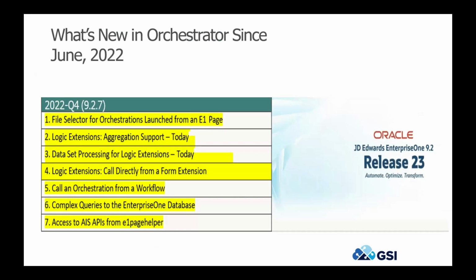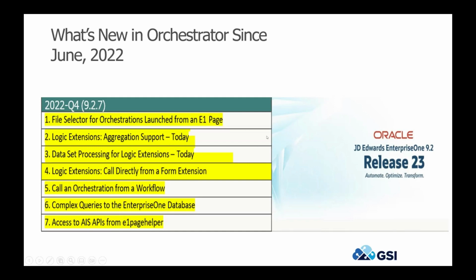So in 927, since the release of release 22 last year, there were a lot of enhancements that came along, especially in Orchestrator, and particularly there seems to be a focus in Orchestrator around logic extensions and also workflow. So I picked a few of these for today's session: logical extensions, aggregation support, and data set processing. And we're going to cover these two topics today.